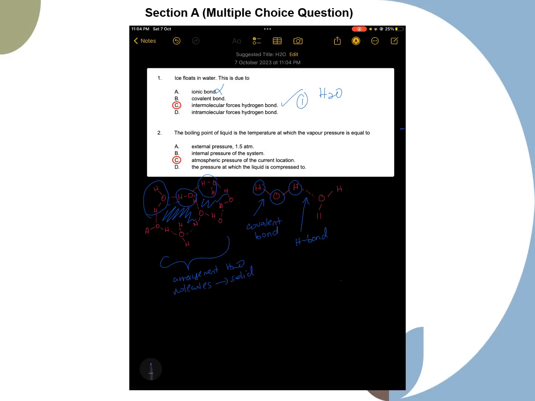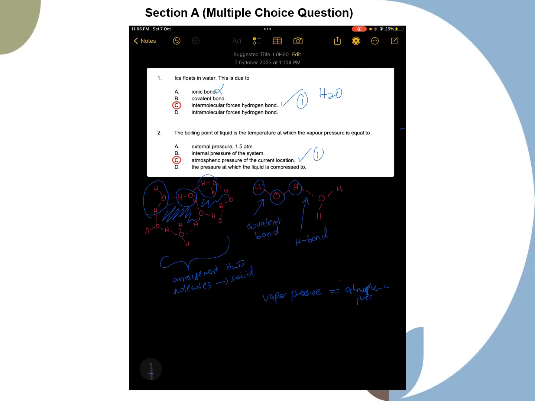And the second one: the boiling point of liquid is the temperature at which the vapor pressure is equal to... So the answer is C, atmospheric pressure of the current location. We know that the boiling point of liquid is the temperature at which the vapor pressure, the keyword is vapor pressure, must equal the atmospheric pressure.